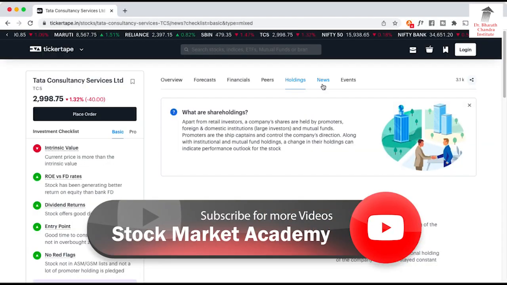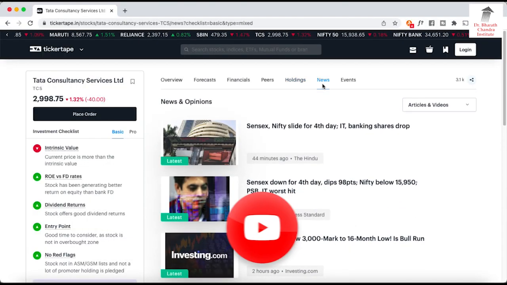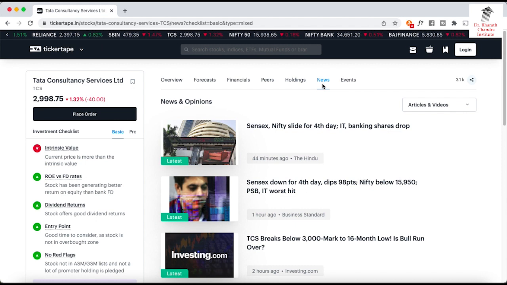Similarly, if you want to read any news about a particular company, suppose you hold TCS, then you come to this section and click on news. Any article, anything written about TCS, you can open it and it will give you some updates. So it's very useful to come and read the news about the companies you hold. If you don't know any updates about the company, then you will be shocked one day when the stock suddenly falls and there is some announcement regarding that.